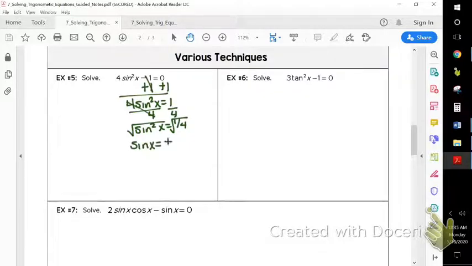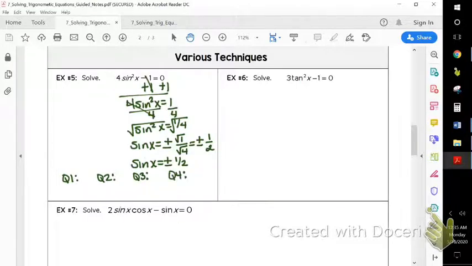Now remember, when you take the square root, you get plus or minus. And when you have a square root of a fraction, that's the same as the square root of the top over the square root of the bottom. And so we get plus or minus 1 over 2. And so we're looking for where sine of x is equal to positive and negative 1/2. Now remember, sine is positive in quadrants 1 and 2, and it's negative in quadrants 3 and 4. So because we have plus or minus, that means we're looking for 4 different answers. We're looking for an answer from quadrant 1, from quadrant 2, from quadrant 3, and from quadrant 4.